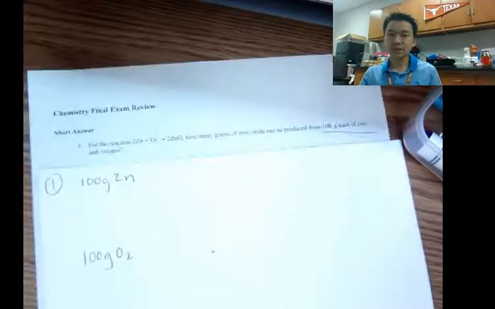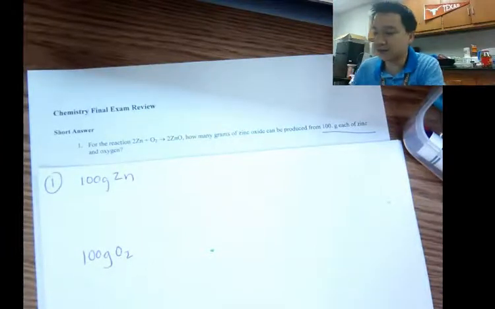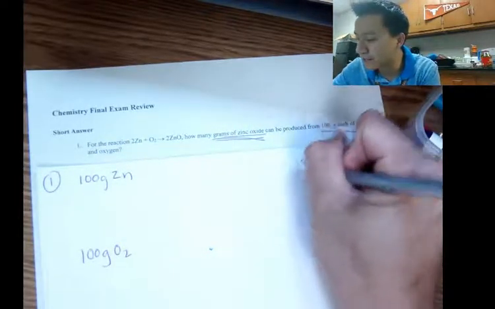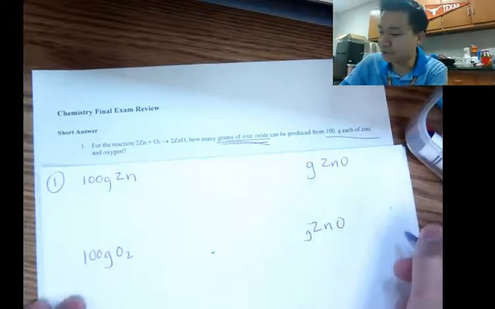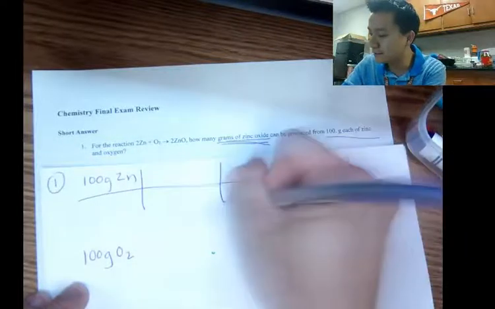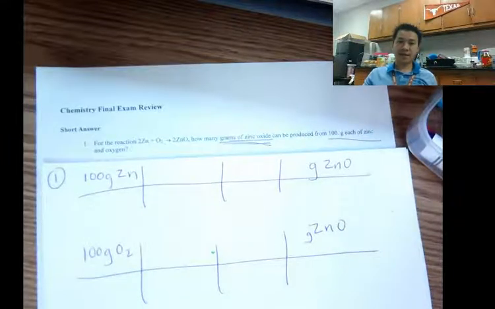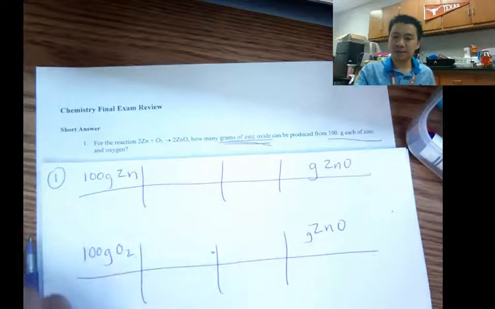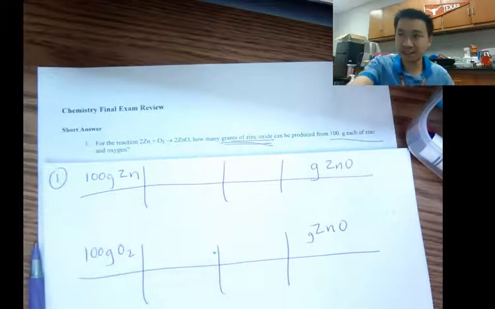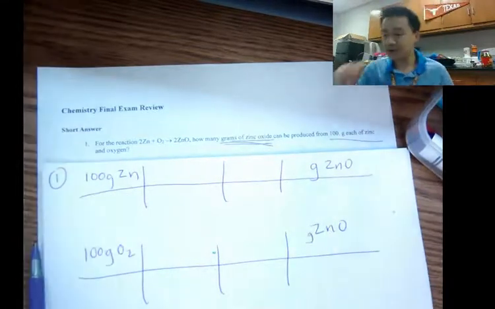Alright, and so what are we looking for? Let's read the question: how many grams of zinc oxide? So we want to find grams of ZnO on both of them, and so we have to set two heads to find both of them, and the one that gives you the least is your limiting reactant, or the one that limits, and that would give you the answer, the one that's the least of the two. That's the maximum that you can make.